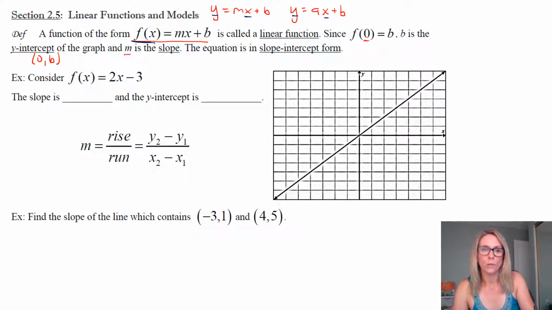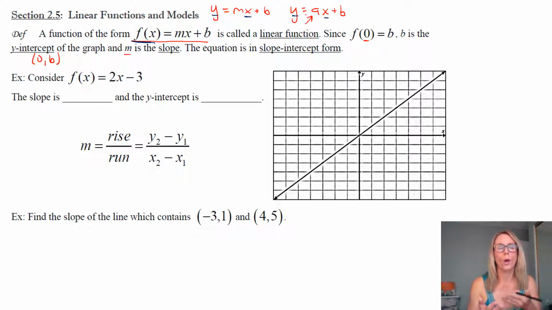M is the slope. Again, if you're reading the book, they're going to put an a next to the x, and they're going to say that a is the slope. But the important thing to understand is it is the value that is next to the x. It is the value that is next to the x, no matter what letter it is.